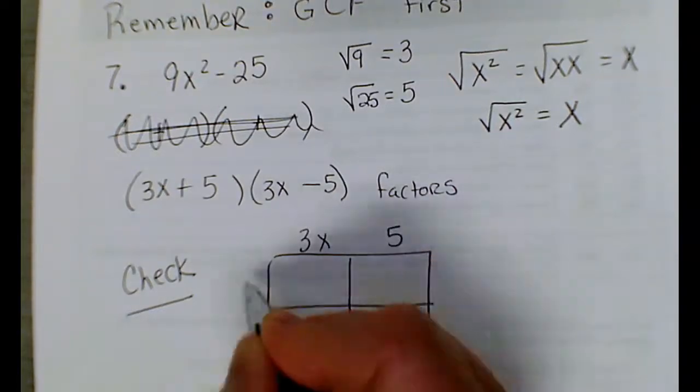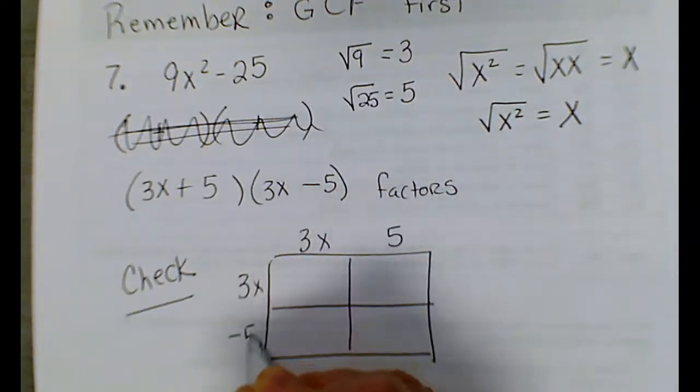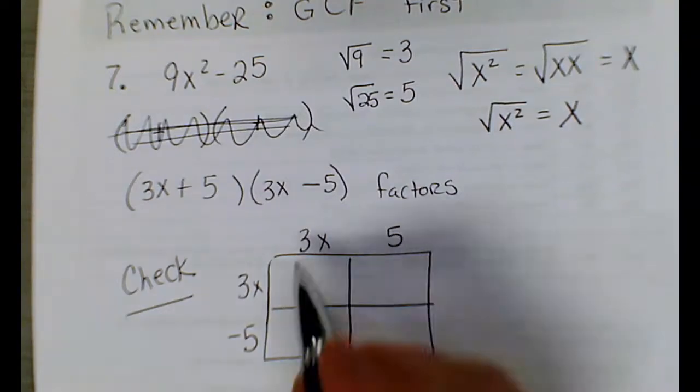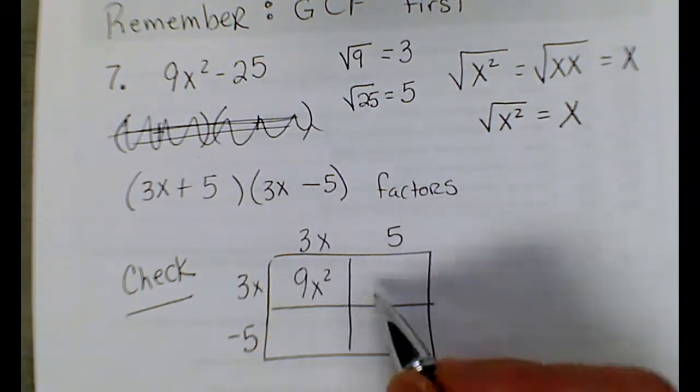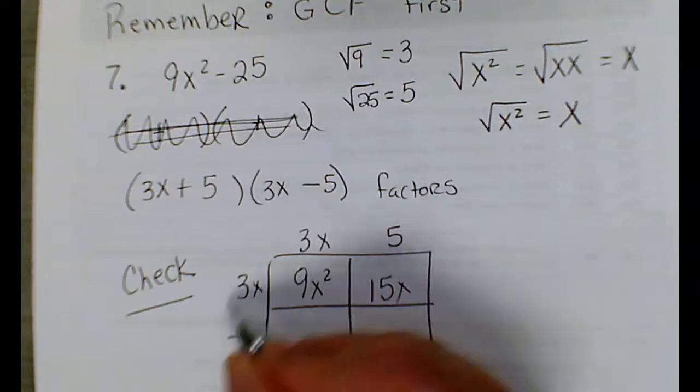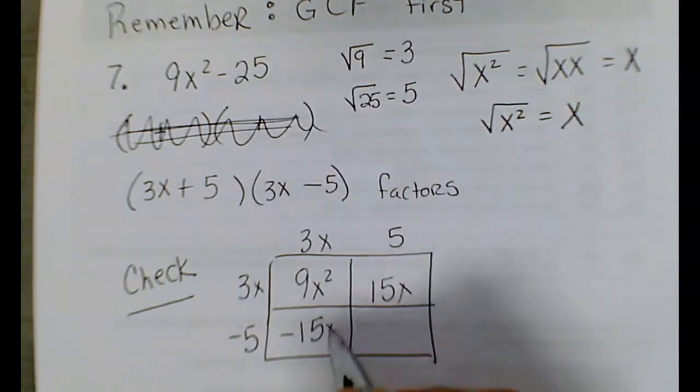3x plus 5, 3x minus 5. 3 times 3 is 9x squared. Are we getting pretty good at the box problems? The only trouble is trying to get them typed in the computer, right?